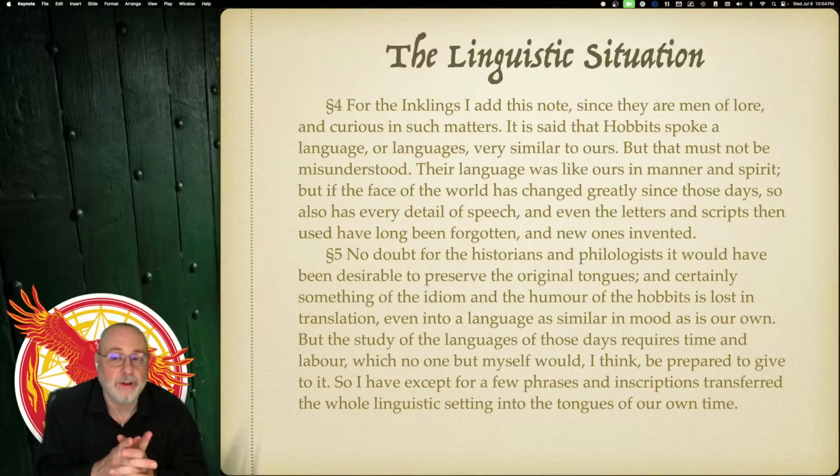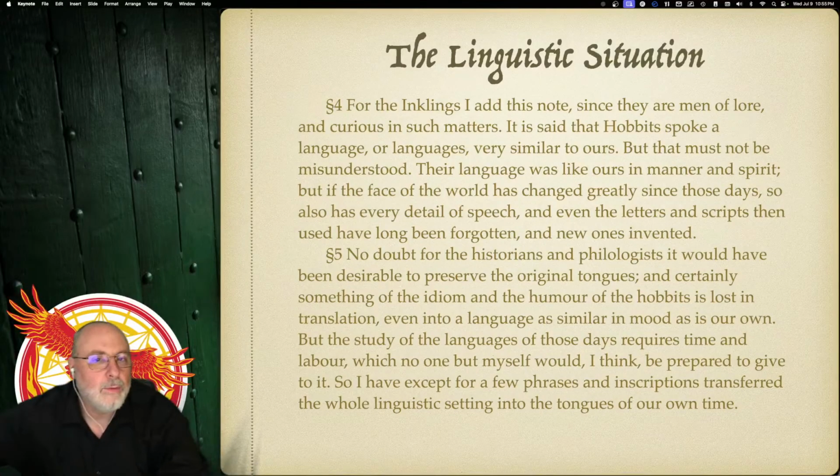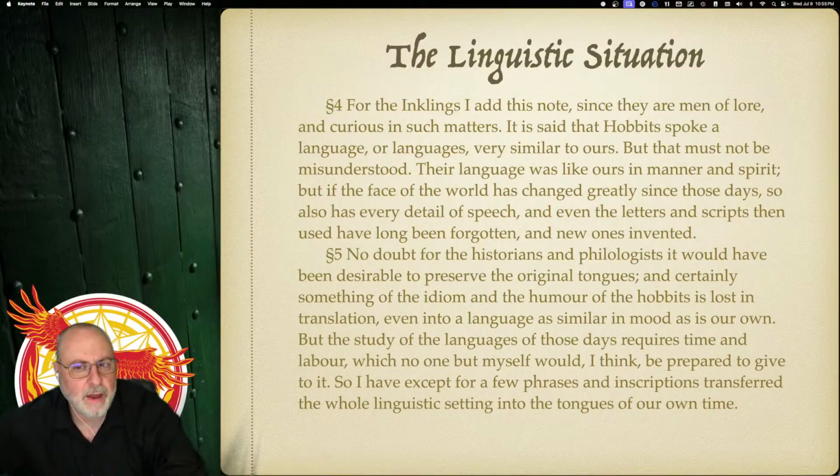Now, there are several really interesting notes that I would make here. I love, but I don't pretend to understand, because I don't understand it much at all, his sentence. So he says, the hobbits spoke a language very similar to ours. So if we just stopped there, what are we thinking? What does he mean by that? The hobbits spoke a language very similar to ours.